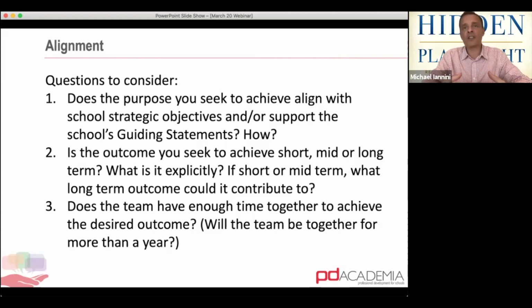So we don't want to set ourselves up for failure, start going down a road to where we're going to have no closure. So we have to be realistic in what our expectations are in terms of what we want to pursue. Next, does the team have enough time together?